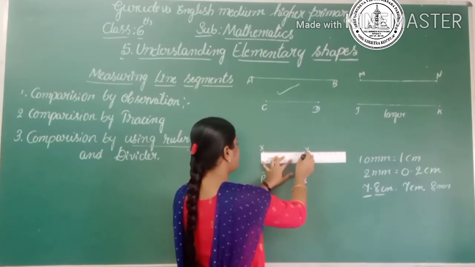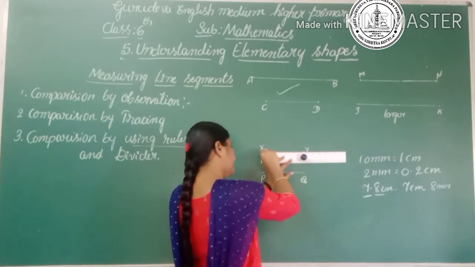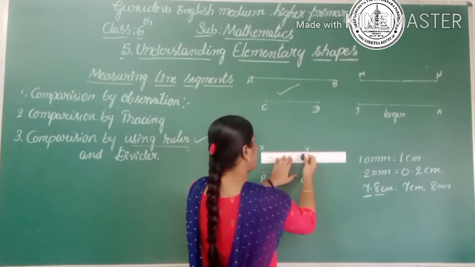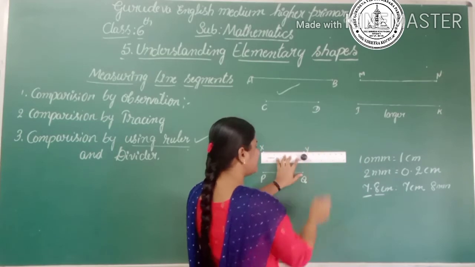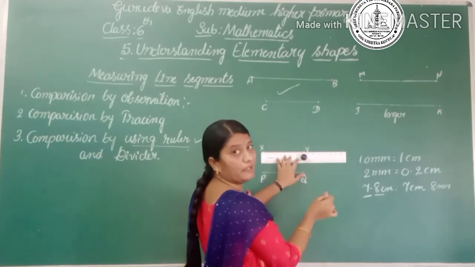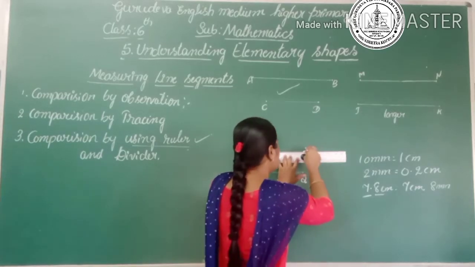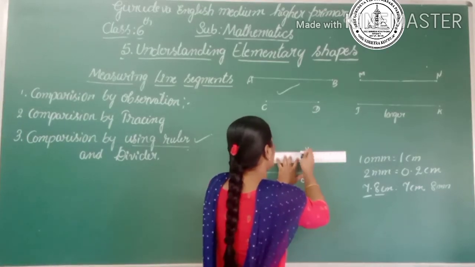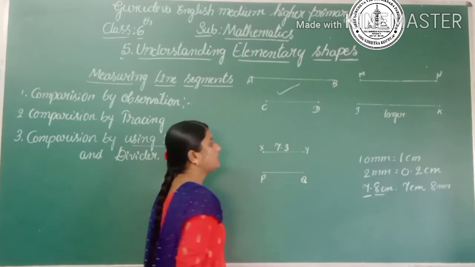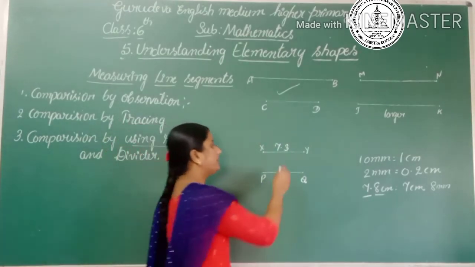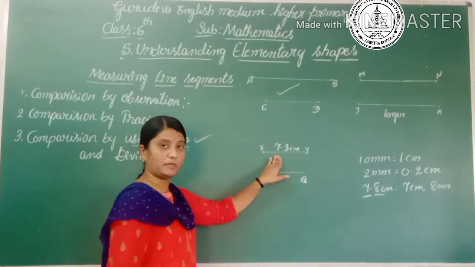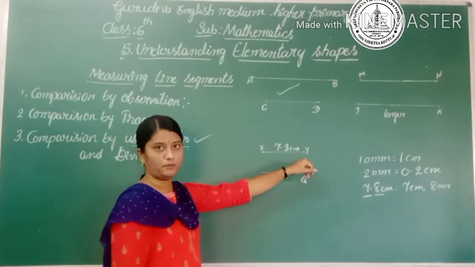So we have to keep the 0 beneath the point X, keep the ruler straight and mark here. Here there is a white point. So after 7, how many millimeters are there here? After 7, there are 1, 2, 3. So the length of the line segment XY is 7.3 centimeters. It means 7 centimeters, 3 millimeters.